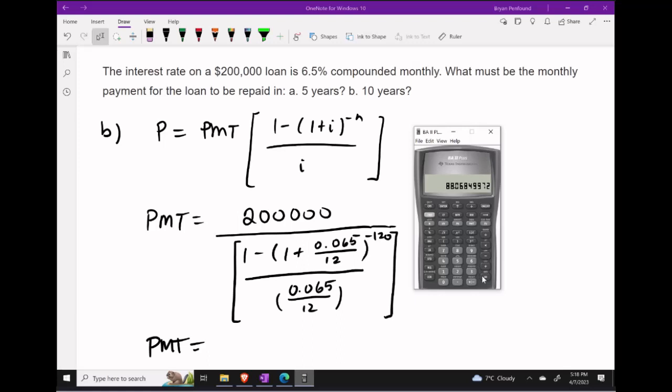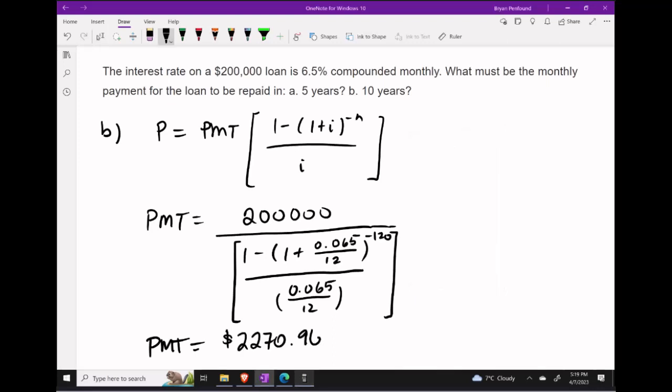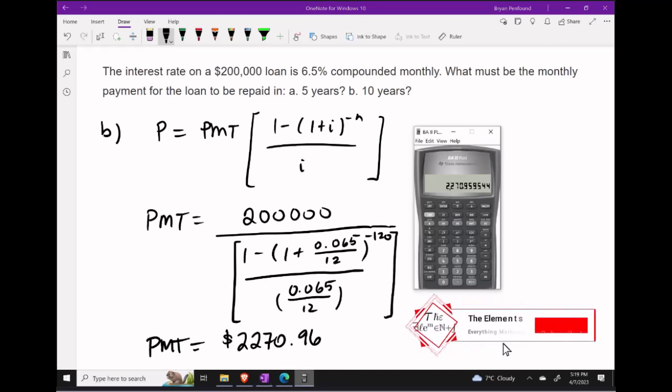This 88.1 represents the value inside the denominator of our overall fraction. We need to pop that up into the numerator. We can do that by hitting the 1 over x button, and that should allow us to multiply by 200,000. Doing that gives a payment size of about $2,270.96.